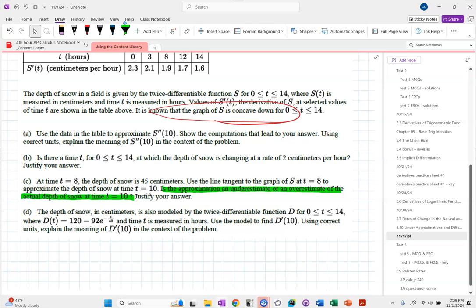If S is concave down, it looks like this. If I draw a tangent line, anything on the tangent line is greater than or equal to the entire curve of S, so I have an overestimate. And you'd make the reverse argument if it was concave up.